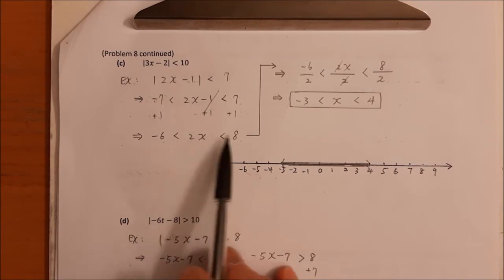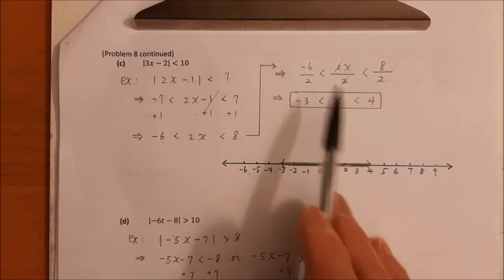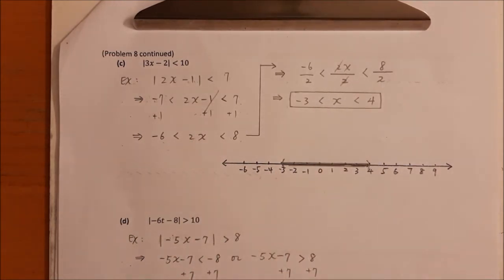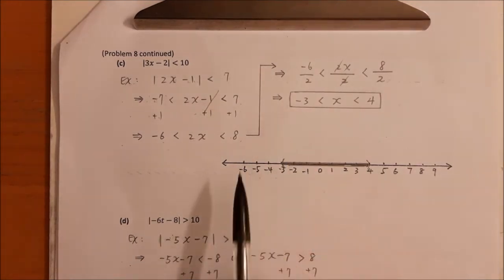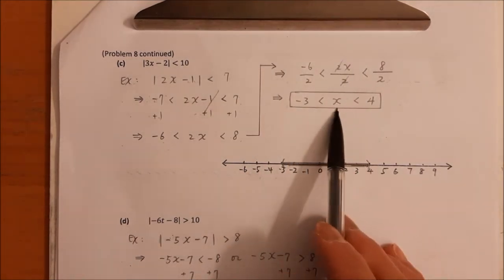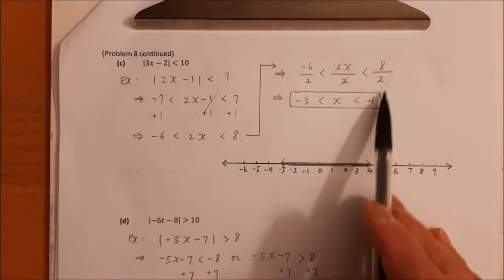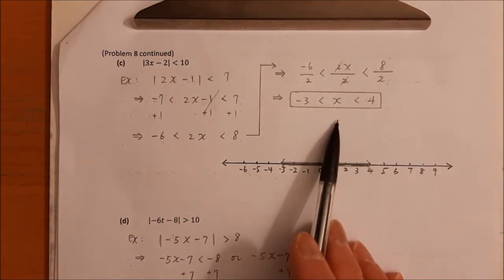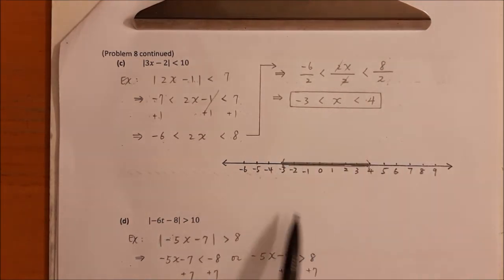Then divide the three sides by 2. Negative 6 divided by 2 gets negative 3. The 2 cancels, you get x, less than 8 divided by 2, which is 4. So the solution is between negative 3 and 4.